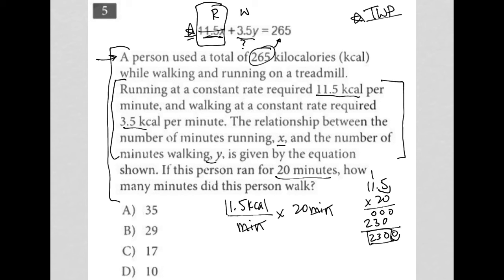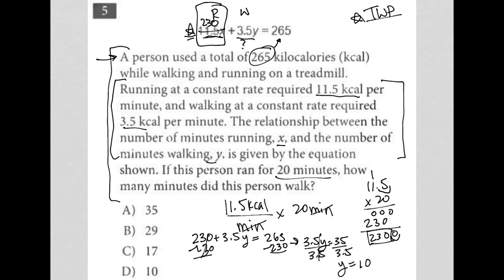So I can replace this 11.5x and call that 230. So my new equation then would say 230 plus 3.5y equals 265. So I can subtract 230 from both sides, and I end up with 3.5y equals 35. I then divide both sides by 3.5, and I end up with y is equal to 10. So the minutes walked is 10 minutes, and therefore our answer is choice D.